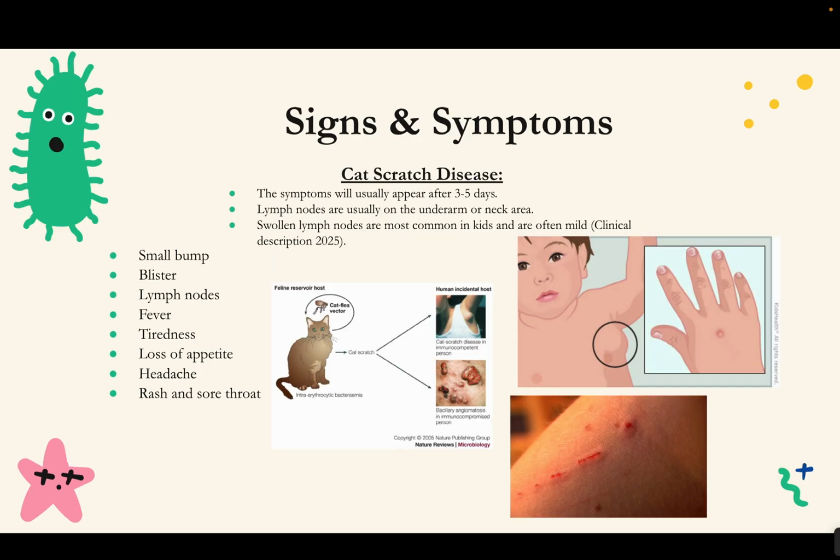Signs and symptoms of cat scratch disease. Small bumps, blisters, swollen lymph nodes, fever, tiredness, loss of appetite, headache, rash, and sore throat. These symptoms usually appear after 3 to 5 days. Lymph nodes are usually swollen in the underarms or neck areas. Swollen lymph nodes are most common in kids and are often mild.